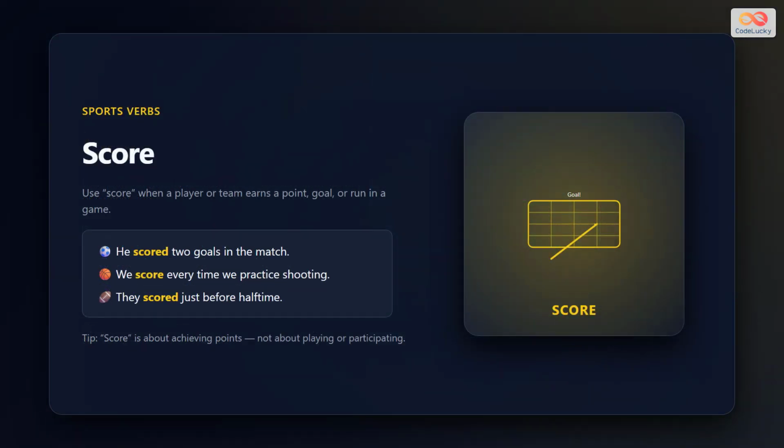The word score means to get points, goals, or runs in a game. It describes the action of achieving something measurable. For example, he scored 2 goals in the match, or we score every time we practice shooting. You can also say, they scored just before halftime. Score is about earning a result, not just taking part. So whenever points or goals are added, we use score.